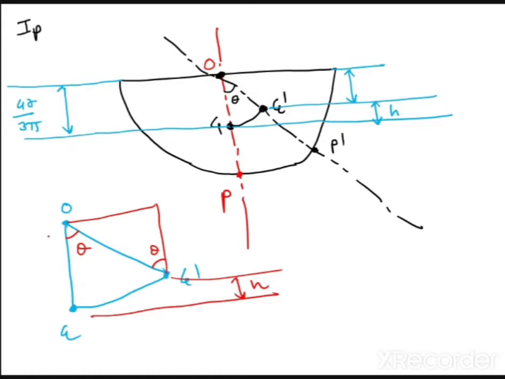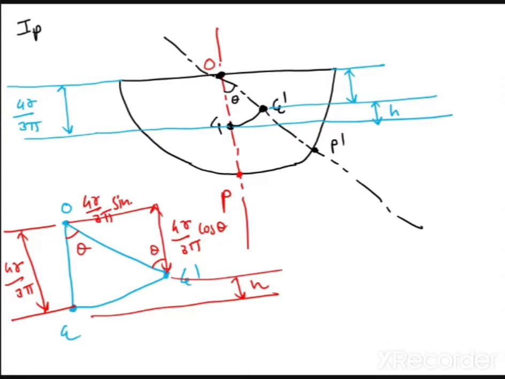First of all, understand this distance 4r upon 3 pi. So what is this distance? Total this distance is 4r upon 3 pi cos theta. This is what you have to understand. 4r upon 3 pi sin theta. So what is h? h is equal to 4r upon 3 pi into 1 minus cos theta. So this is the analysis that I was expecting from your side.